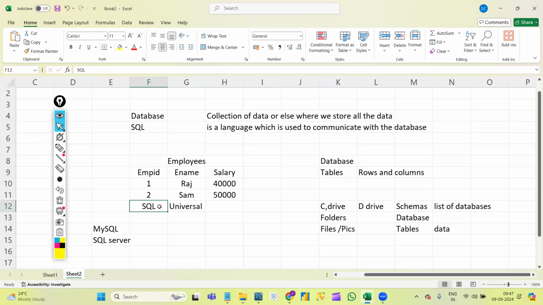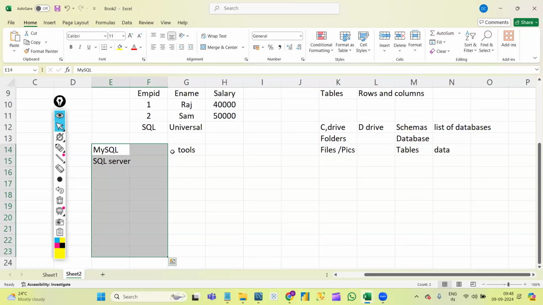We have many concepts in SQL, and we will learn all those concepts. And MySQL, SQL Server, Oracle SQL, PostgreSQL, and many others are called tools. They are the tools we use to write SQL queries and maintain the databases. SQL is the language, but we have many tools. In these tools we use the SQL language, but basically by using these tools we communicate with the database.